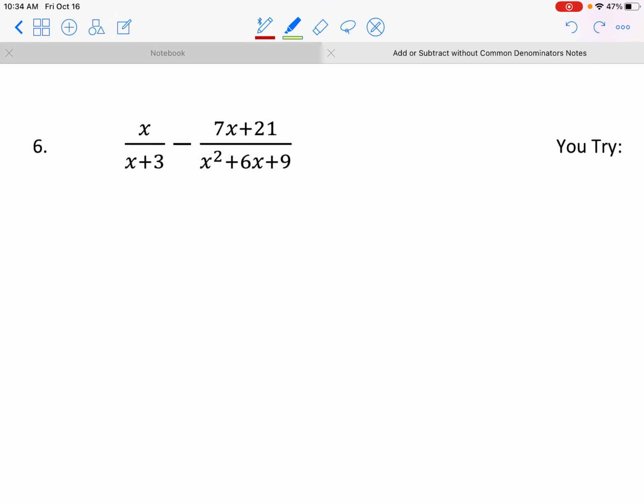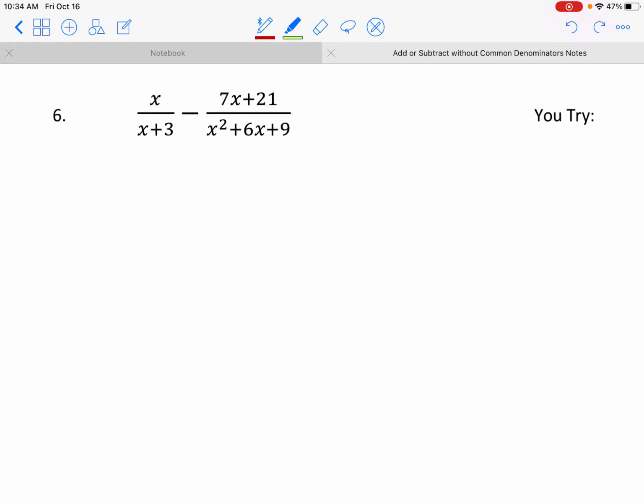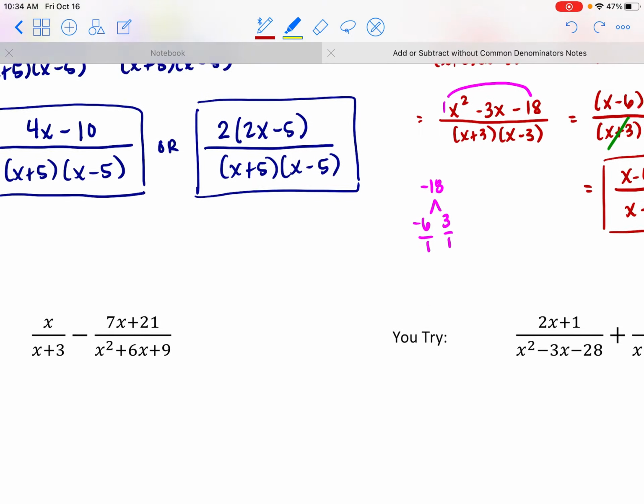Alright, let's try this again. Now something a little different is going to happen in number 6. Color mine red.